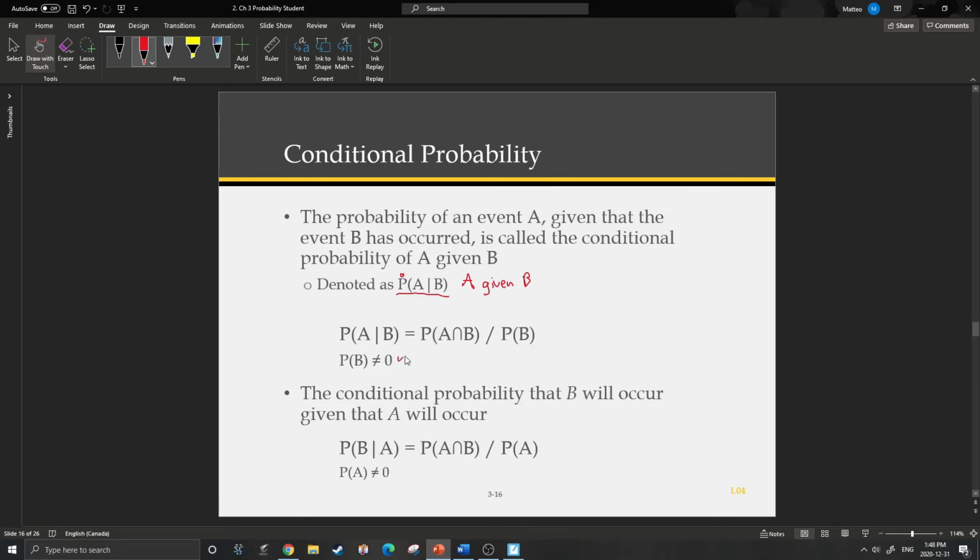This is a stipulation: the probability of B cannot be 0. You can't divide by 0. You can't take four pieces of chocolate and divide it amongst your 0 friends. It doesn't make sense. How do you make 0 groups of something?